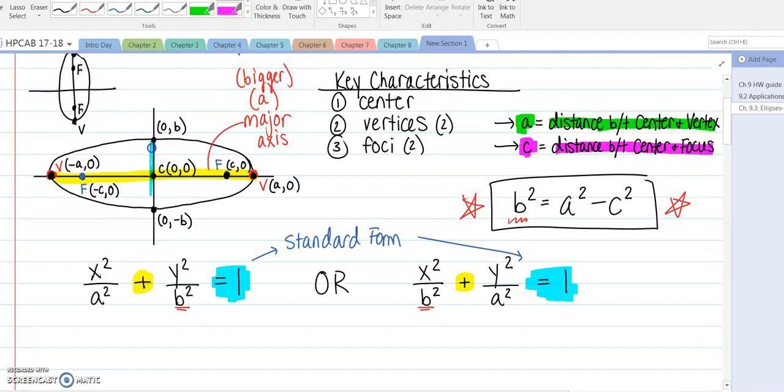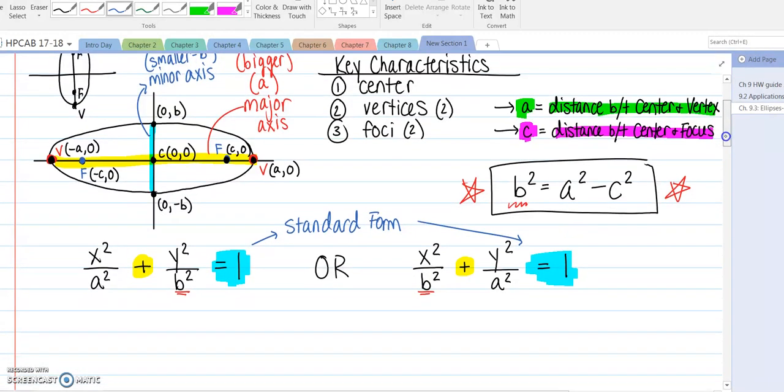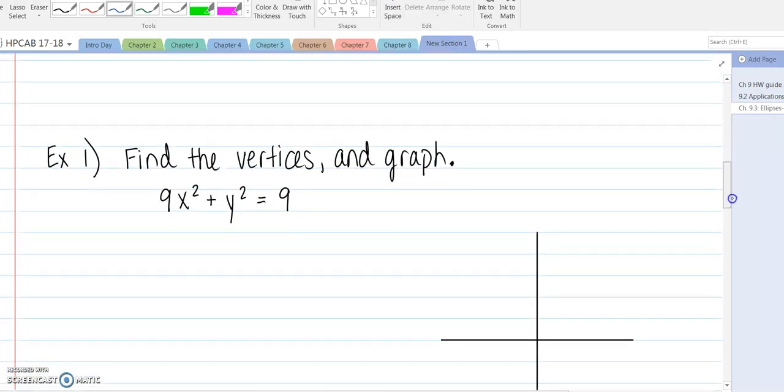And the smaller axis does still have a name, and it's called the minor axis. So knowing that vocab is going to become important. Major is the bigger one, that's with A. Minor is the smaller one, and that goes with B. Okay, so let's try a couple examples and see how it goes.